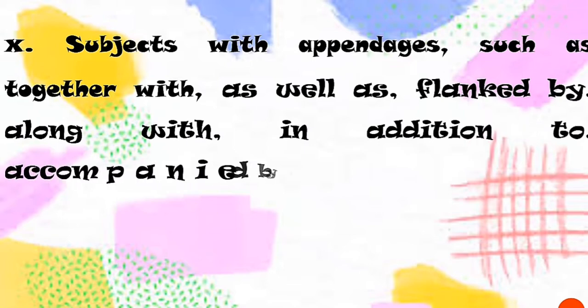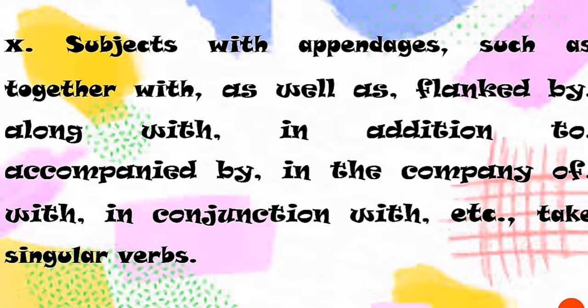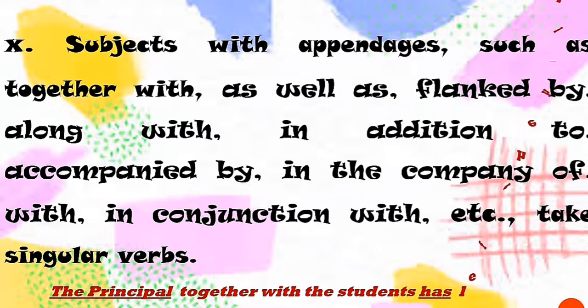Subjects with appendages such as together with, as well as, flanked by, along with, in addition to, accompanied by, in the company of, with, in conjunction with, take singular verbs. Example, the principal together with the students has left the hall.